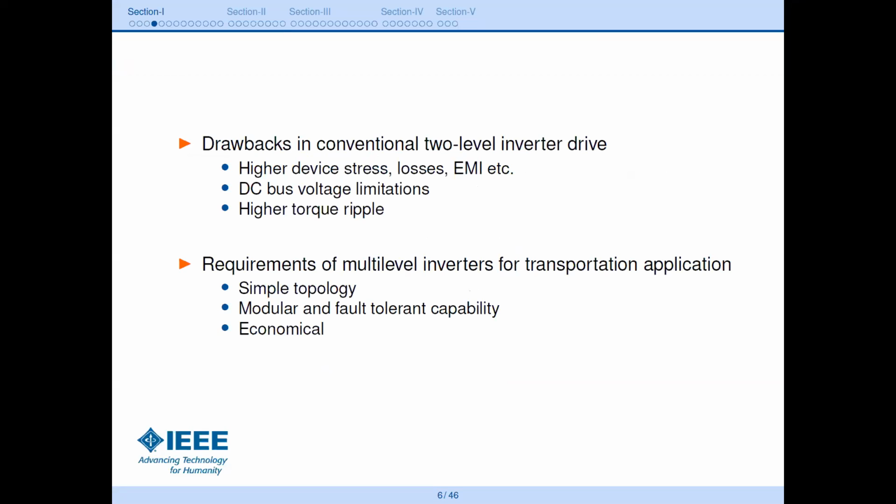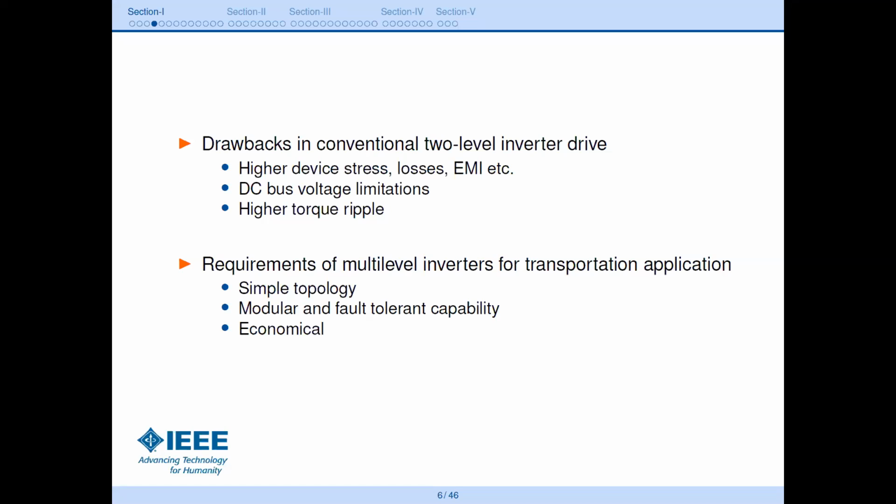There is a DC bus voltage limitation. You cannot go beyond a particular limit because again it will increase the device stress and the dV/dt ratings. And it has torque ripple as well. These are just the generic ones. There are some more, but the most common and generic ones are these.